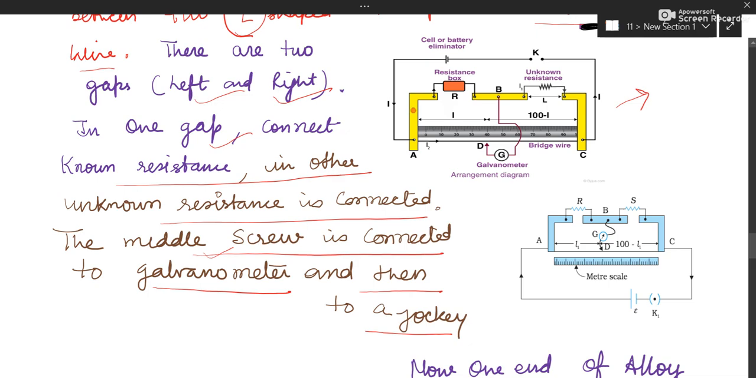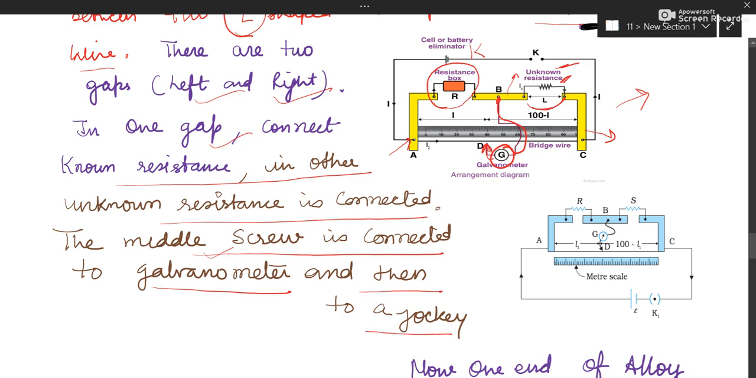So these are two thick copper strips, yellow color. One more thick copper strip is there between these two. There are two gaps. In one they have connected a resistance box. Resistance box means it is a known resistance. And in the other gap they have connected the unknown resistance. Then the middle screw is directly connected to the galvanometer, and then the galvanometer is connected to the jockey.